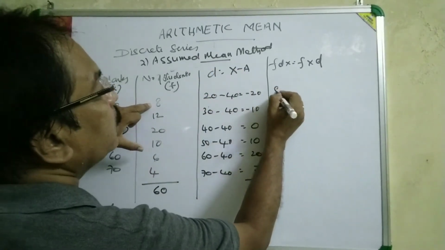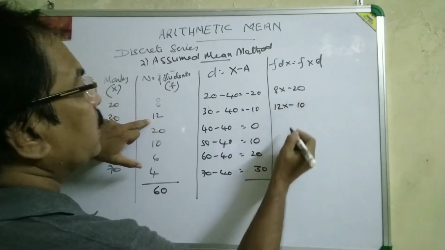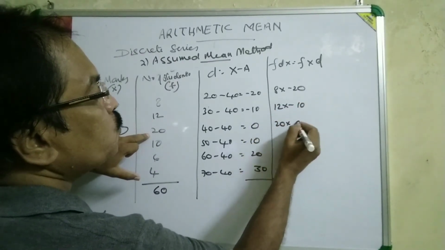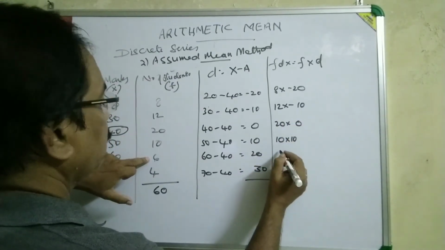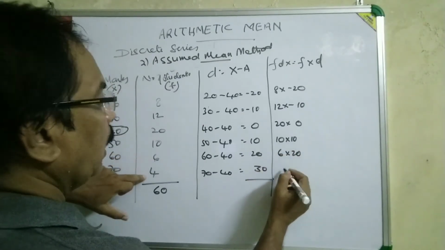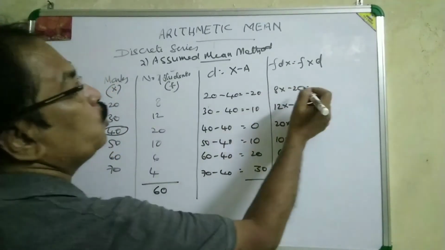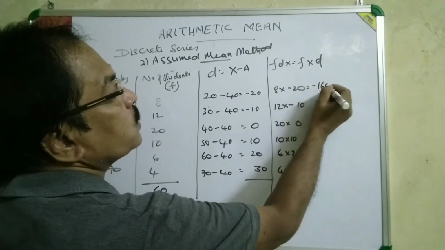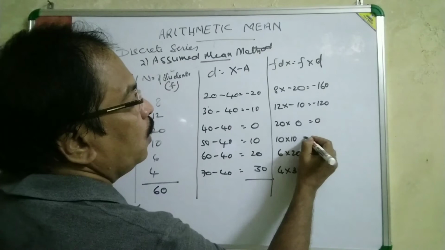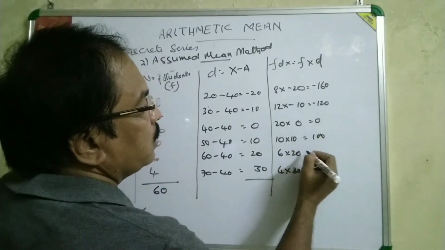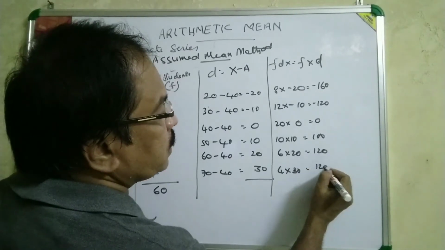So here we will write 8 into minus 20, then 12 into minus 10, then 20 into 0, then 10 into 10, then 6 into 20 and 4 into 30. We will get the values. So 8 into 20 is minus 160, this is minus 120, this is 0, this is 100, then this is 120 and this is 120.